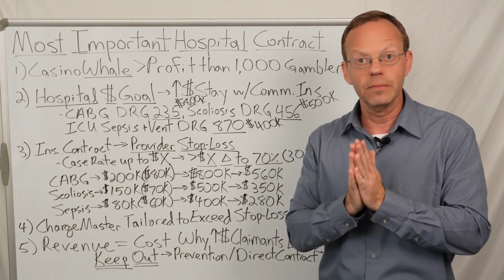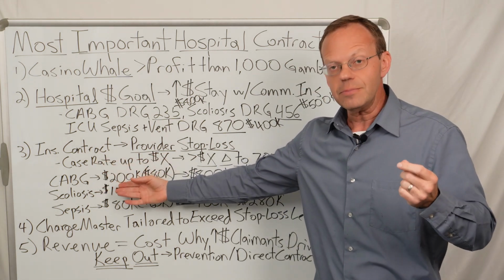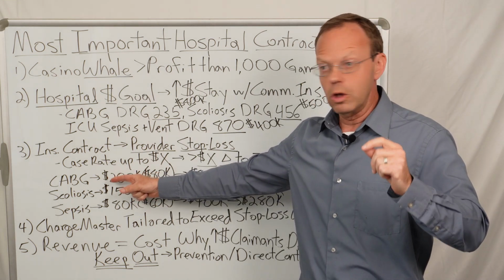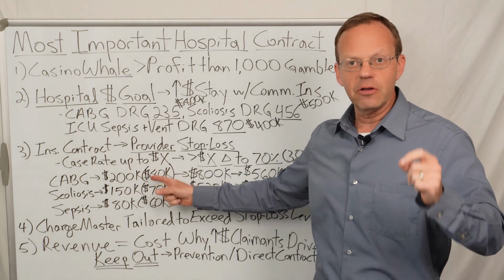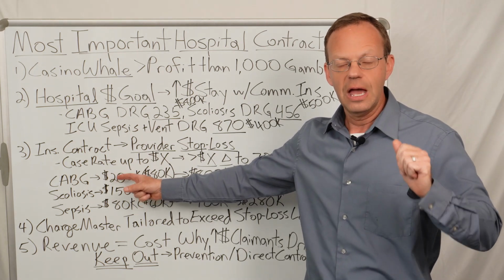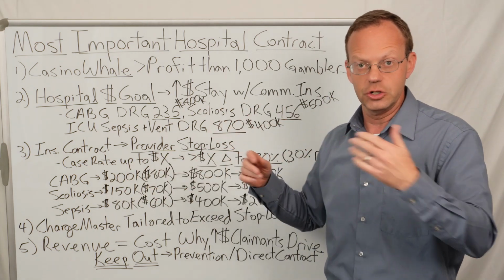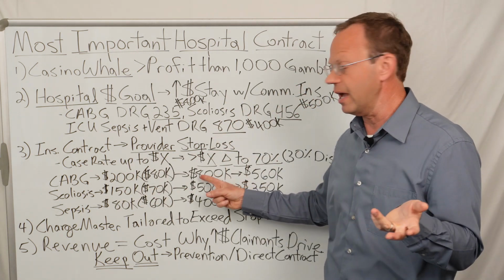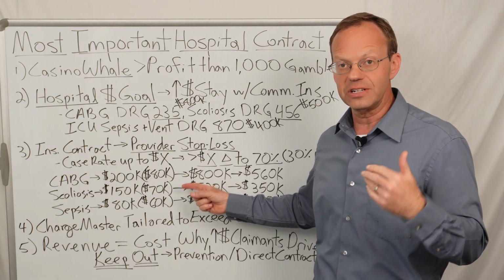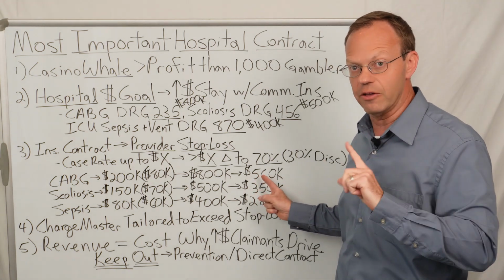So let's go through some specific examples. So for that CABG, let's say that the provider stop loss provision said that the hospital will be paid $80,000 as long as billed charges are less than $200,000. However, as soon as you exceed $200,000, then the reimbursement changes to 70% of billed charges. Okay, well in the example there, where the CABG was $800,000 of billed charges, well then $800,000 times 70% means that the hospital is now going to be paid $560,000. Look at that.